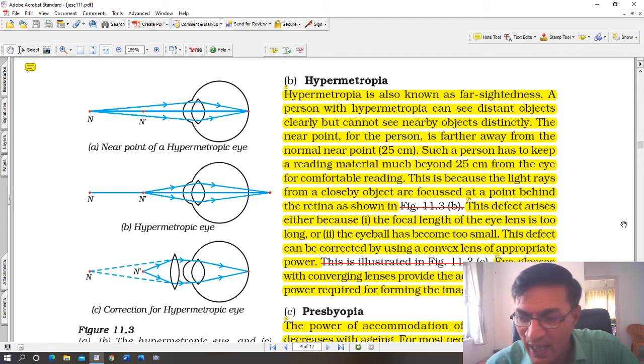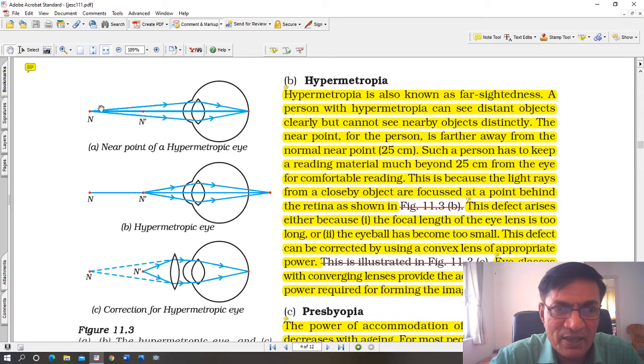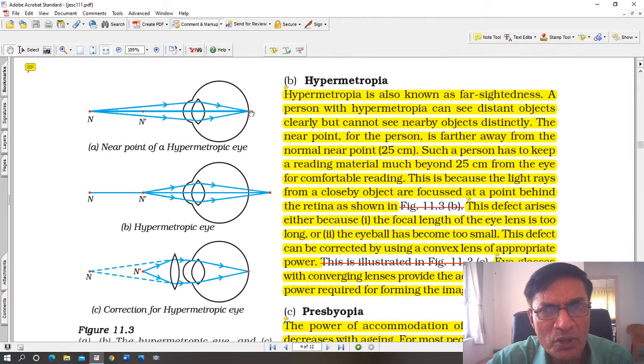N is the near point object. These blue rays of light pass through the natural lens of the eye. Here you can see, and then a sharp image is formed on the retina, and the person does not need glasses for reading.